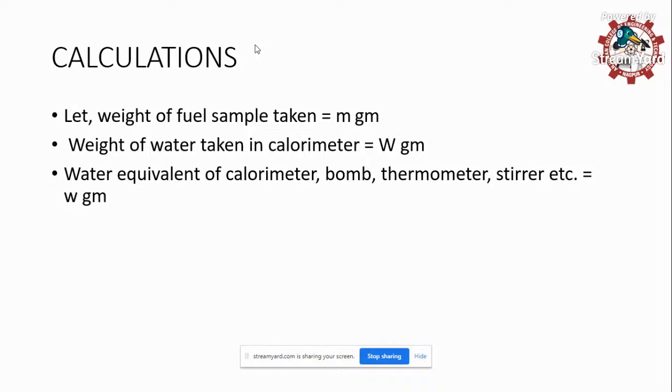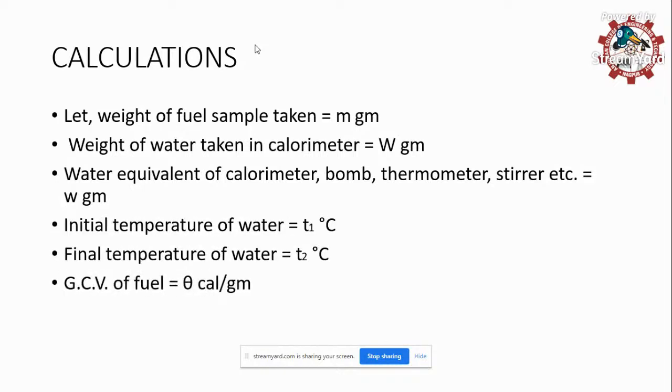Water equivalent of calorimeter, bomb, thermometer. That means it is the energy associated with all of these, or the amount of space taken up by all the things, expressed in terms of w gram. We know two things: the initial temperature of water, T1, and the final temperature of water, T2 degree Celsius.